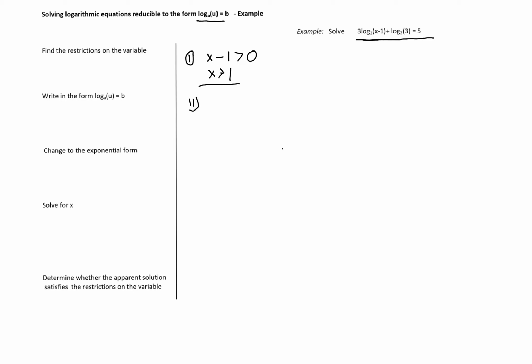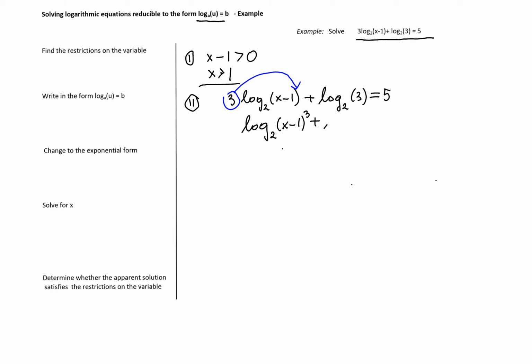Step 2 is to write our equation in the desired form, logarithm equals a number. And for this, we'll have to combine the logarithms on the left into one logarithm. We can do it using properties of logarithms, and we'll use here first the power rule to bring the 3 in front of the first logarithm, and then we'll use the product rule to combine the two logarithms that will be in that left-hand side.